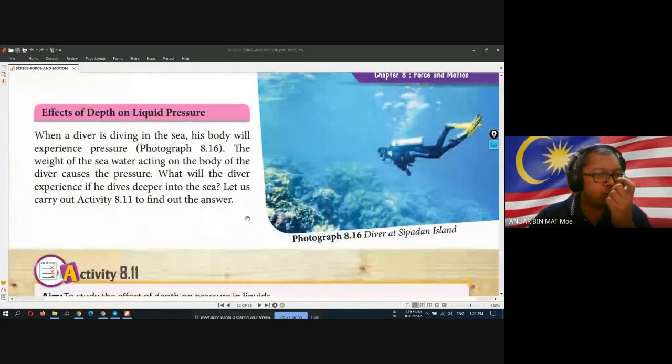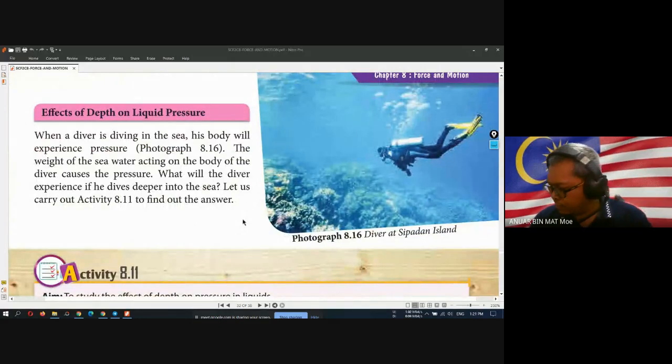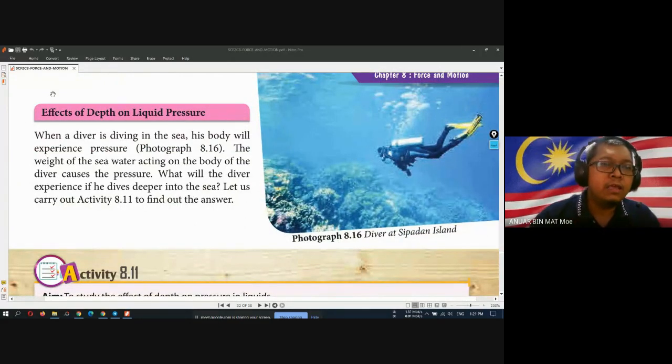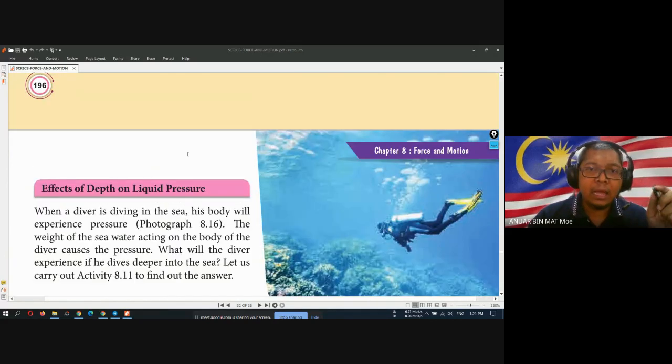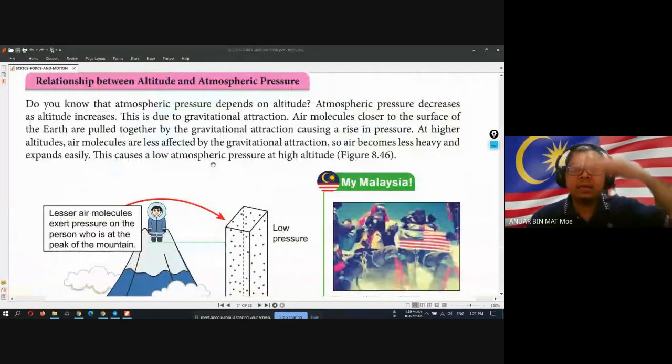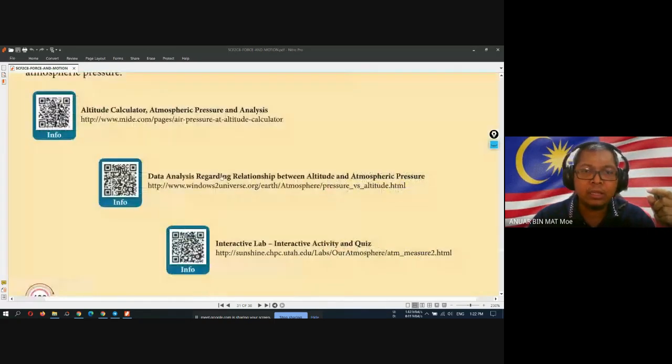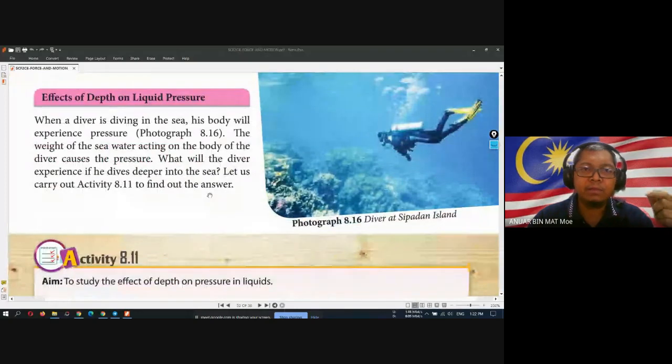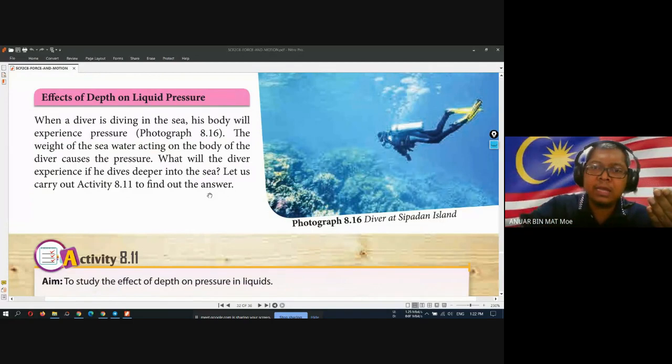Okay. Last topic for today. I just want to finish for today. Chapter 8. Effects of depth on the liquid pressure. Our previous topic is the altitude. Altitude meaning the height from the surface of the earth until up at the atmosphere. That is the altitude. Okay, how about the depth? The depth is inside the water, from the surface of the ocean, from the surface of the water, inside the water. So we call it the depth.